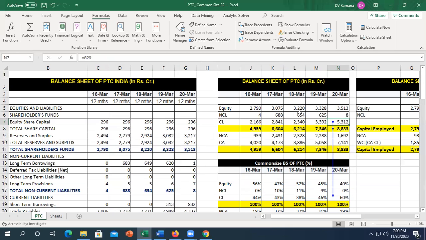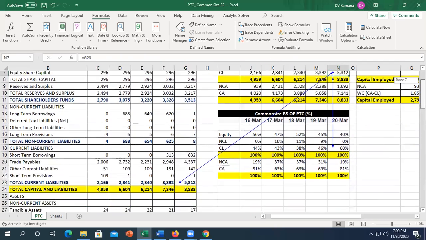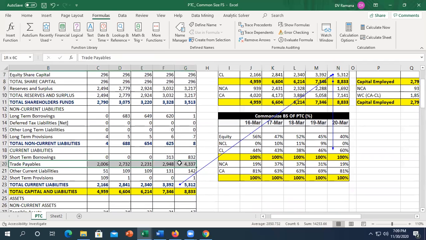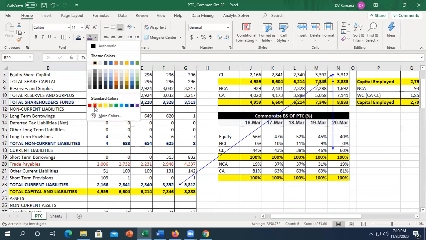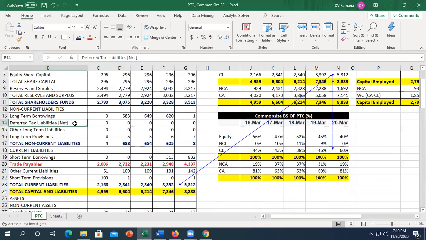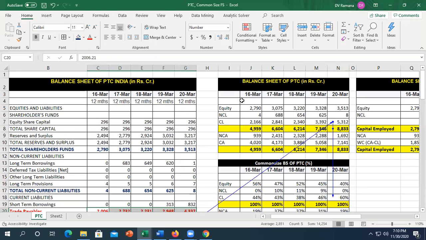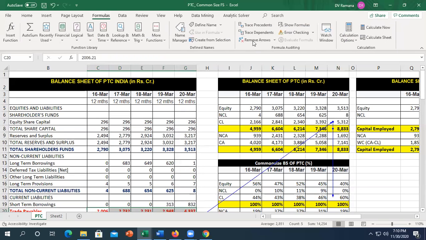What is the business of PTC? PTC normally purchases power from the generating companies and sells power to distribution companies and any other buyer. So if you examine the composition of the current liabilities, to a large extent it is the trade payables. Trade payables means the money that they have to pay to the generating companies. So the increase in the current liabilities is responsible for the increase in the liabilities of the company.